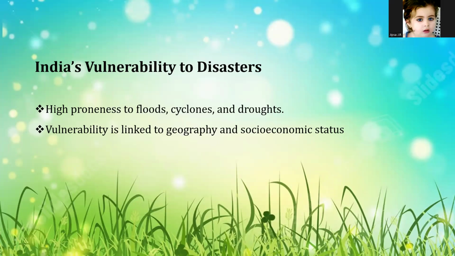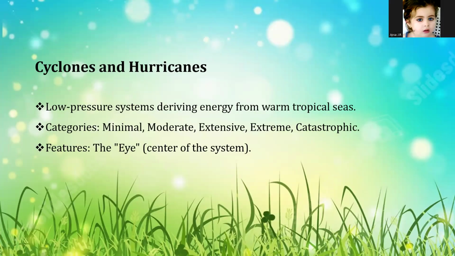In livelihood dependency, many in India depend on agriculture. A single drought or a flood can wipe out a family's entire income, pushing them deeper into poverty. Next slide, that is cyclones and hurricanes. And based on the slide, here is a detailed breakdown of the concept regarding cyclones and hurricanes.